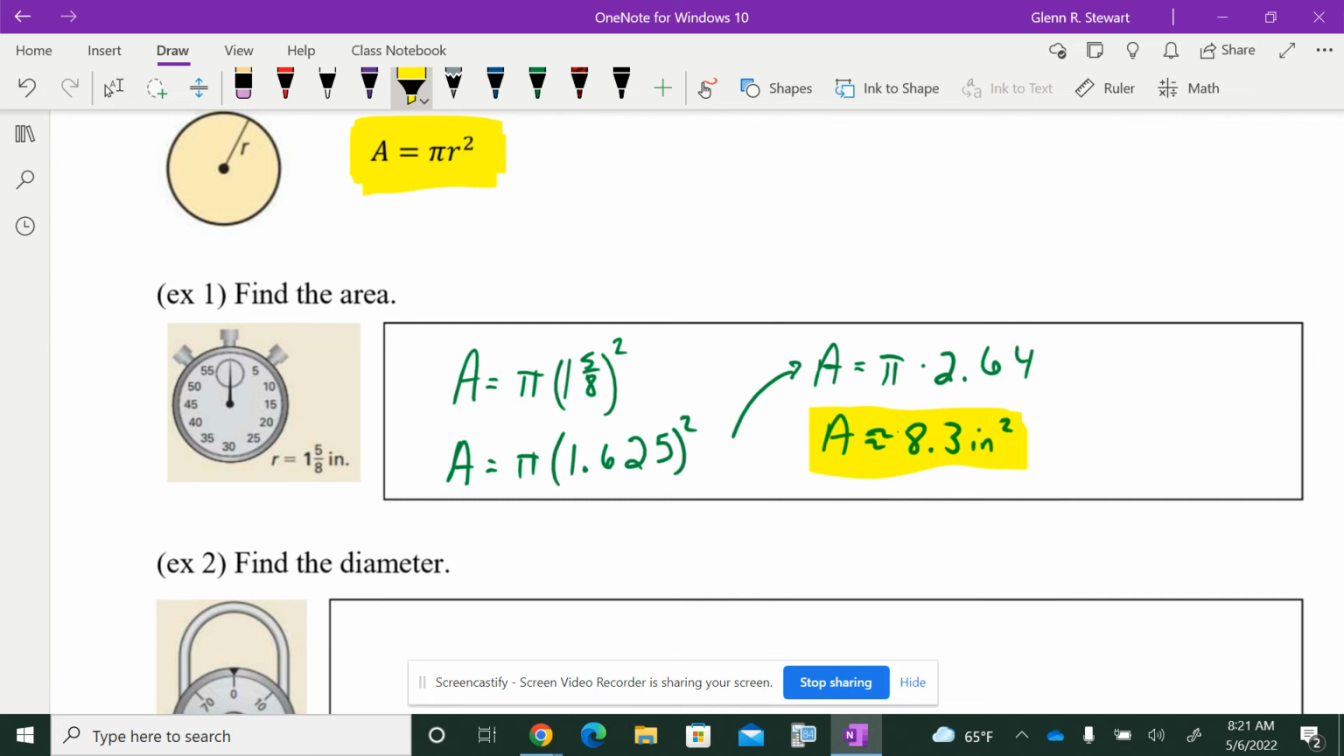I see Algebra 2 students do it even. I was just going over an exam with somebody. They ended up multiplying first before squaring. No, don't want to do that.